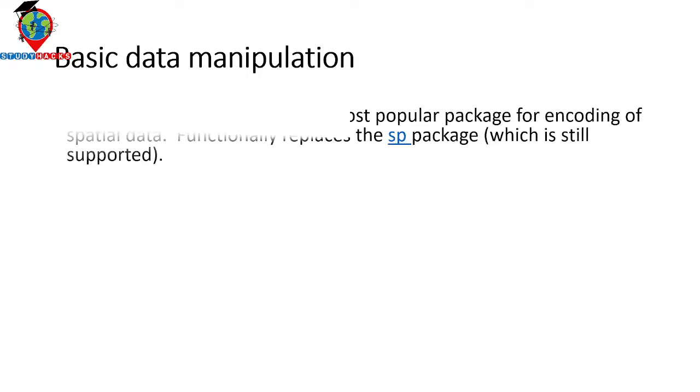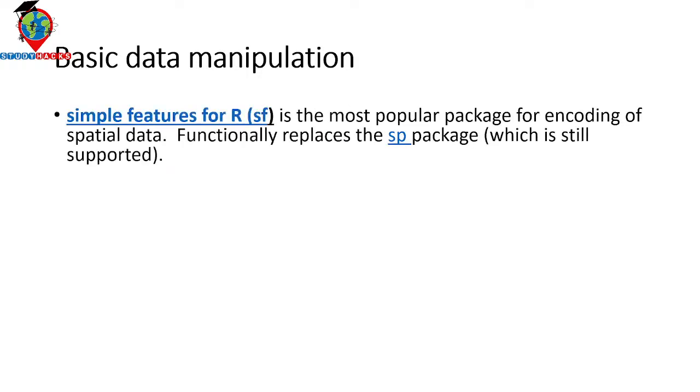So here you can see one kind of package. This package name is simple features for R. This package name is the sp package. Okay, it's called the sp package. Mainly, it's a very popular package for encoding of spatial data. We can easily handle different types of vector data, point, line, polygon, using the sp package. So basically, this sp package is used for the encoding of spatial data.